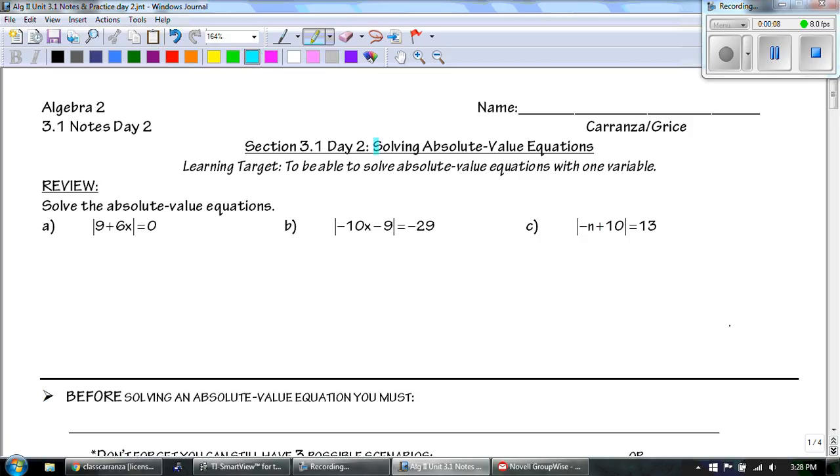Today we are continuing our discussion on solving absolute value equations. Our learning target today is to be able to solve absolute value equations with one variable. So, if you want to take a second, go ahead and pause the video. Yes, pause the video first, and then try A, B, and C on your own. Good luck.